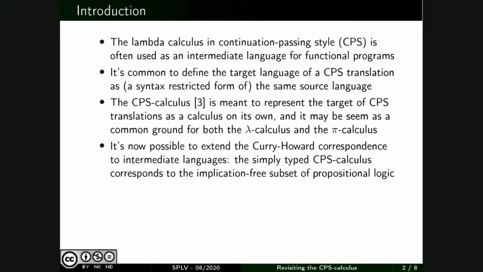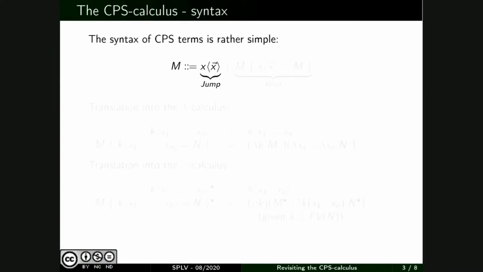One of the points of doing so is to extend the Curry-Howard correspondence to intermediate languages. For example, the CPS calculus, which can be used as a common intermediate language inside a compiler, corresponds to the implication-free subset of propositional logic. So I'll just give a small overview of the calculus.